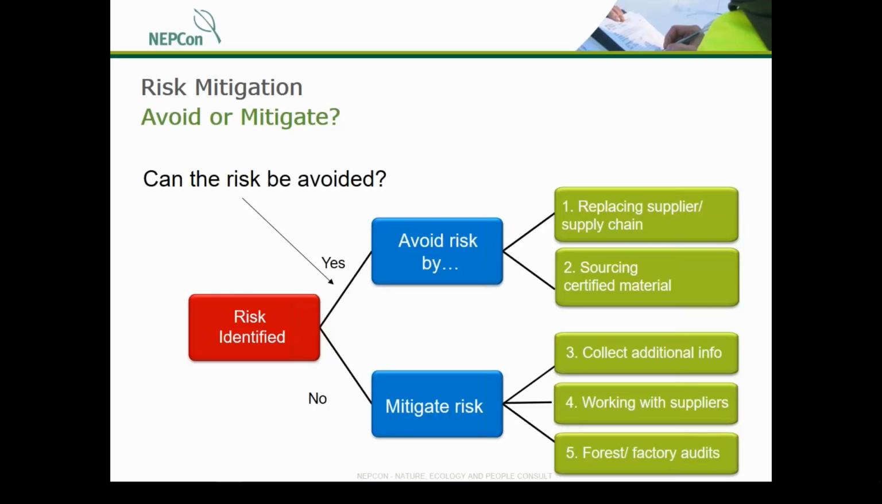But often this will not be possible, and in this case, risk mitigation will have to be conducted in order to control the risks that are identified. And of course, again, there are different ways that you can work with risks, as I just went through. You can collect additional information if the risk is related to insufficient documentation or fraudulent documentation. You can work with suppliers to implement control measures from the forest through the processing, and you can also implement forest level or factory level auditing and verification of the compliance with the control wood categories to ensure conformance to all the requirements.